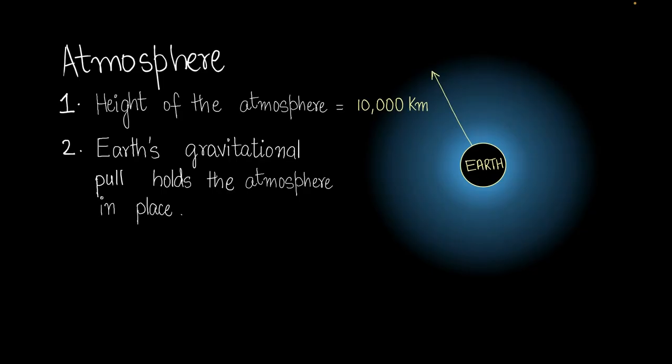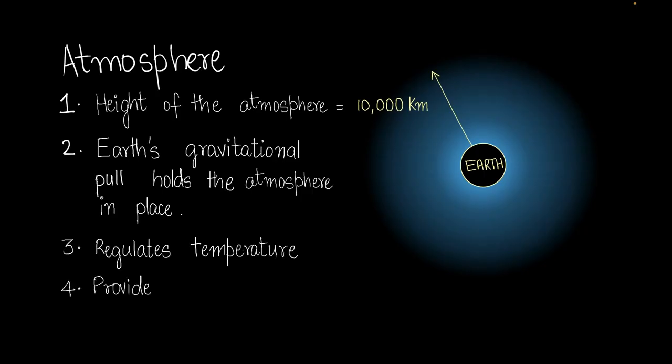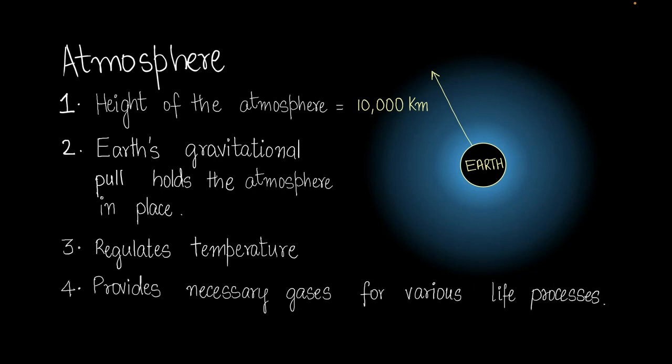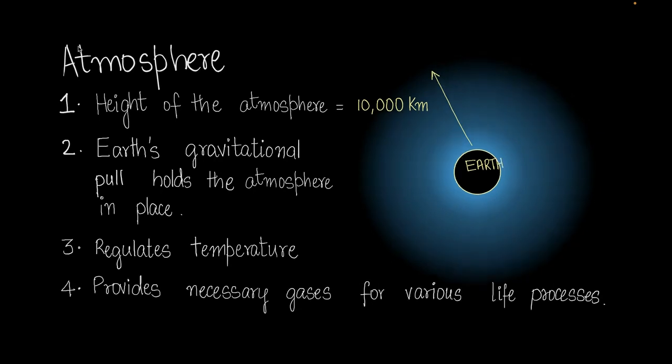You might be wondering what the atmosphere really does. Why do we need it? Well, it regulates the temperature of the Earth. It ensures that the Earth doesn't become too hot during the day, nor too cold at night. And of course, it provides oxygen for breathing. It provides various gases necessary for life processes.